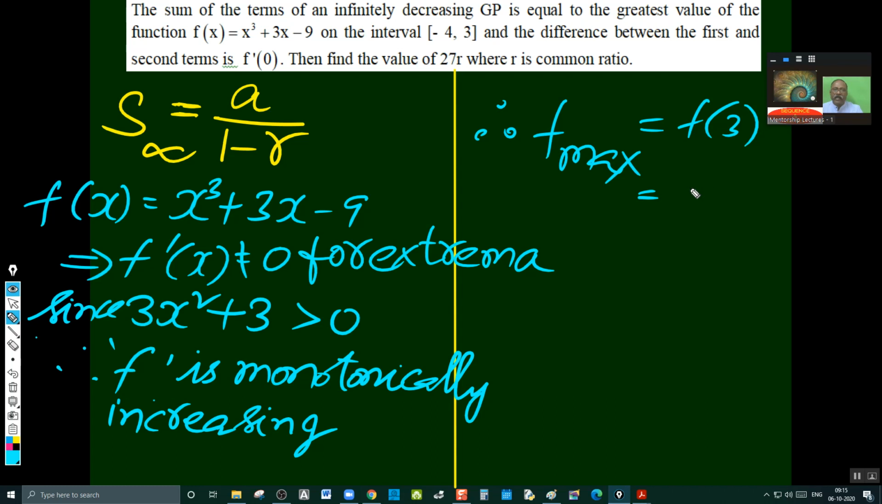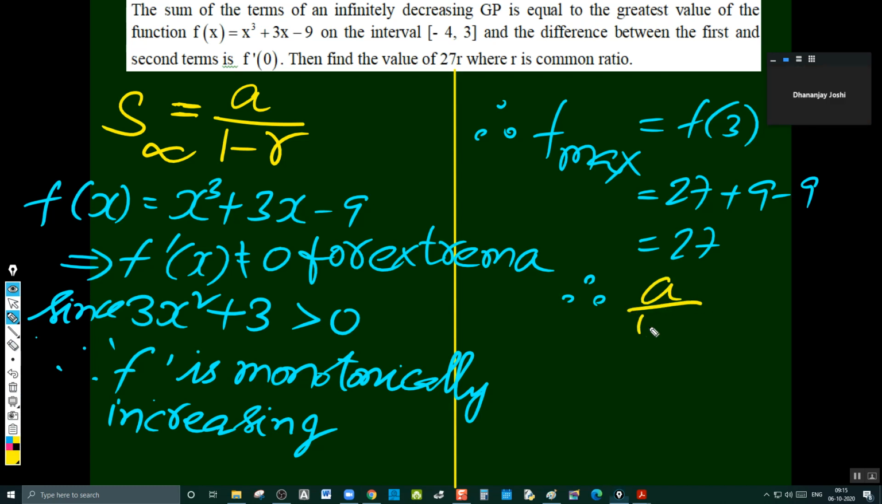What is f of 3? 27 plus 9 minus 9. 27 हो गया. Therefore, what is the relation we have got? A by 1 minus r is equal to 27. Keep it like that. First equation. दूसरा क्या दिया?